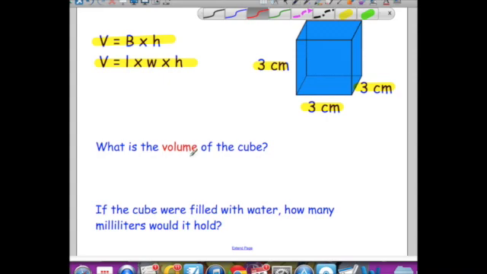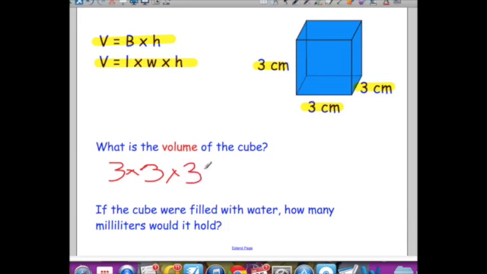Okay, you're back. So the volume of this cube is in fact going to be the length, 3, times the width, 3, times the height, 3. Well, I know that 3 times 3 is 9, and 9 times 3 is 27. So 27, and then our label is centimeters, but since we have 3 dimensions, we need to remember that we have a label of cubed, which is the little 3. Now, if the cube were filled with water, how many milliliters would it hold?